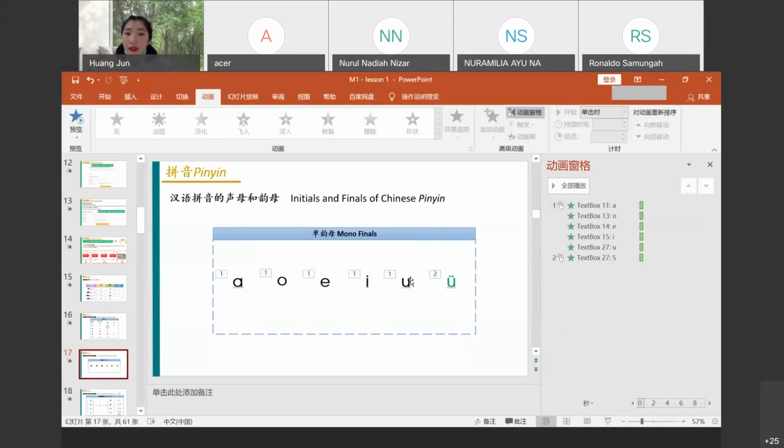Also, last time we introduced monofinals. Monofinals means finals with only 1 letter. They are a, o, e, i, u. These 5 are the same letters as in English, a, e, i, o, u. But in Mandarin, we do not arrange the finals like that. The order of the letters is different. So make sure you remember that in Mandarin it is a, o, e, i, u, arranged this way.